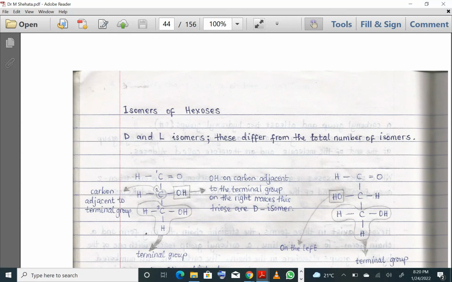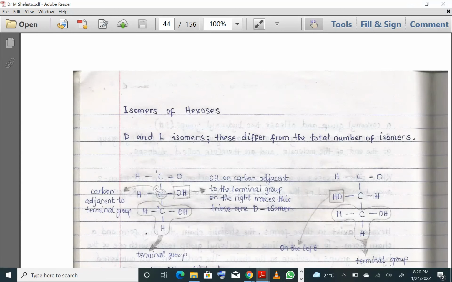dextrorotatory. That may be hard to remember, but when I explain the L, you will not have challenges remembering the dextrorotatory. So when you go on to the structure on the right, you see that on the second carbon, the hydroxyl is on the left. And because it's on the left, L, left starts with L. So this one is going to be the levorotatory isomer, or L isomer.